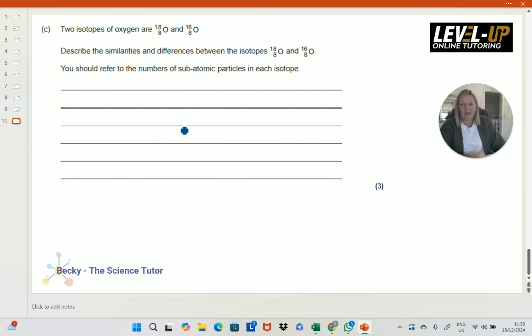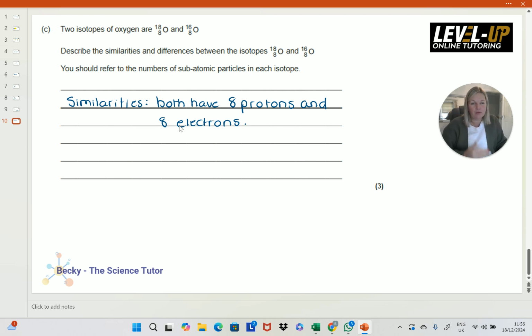Okay, so here we want to talk about the similarities. Is that they both have 8 protons and 8 electrons. When you are answering questions about isotopes, the key thing is the protons, because remember the protons define the element, and the difference in the neutrons gives the different mass. The electrons isn't as important, but if you put it in your answer, that is absolutely fine.